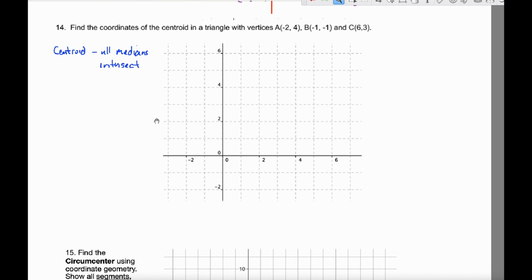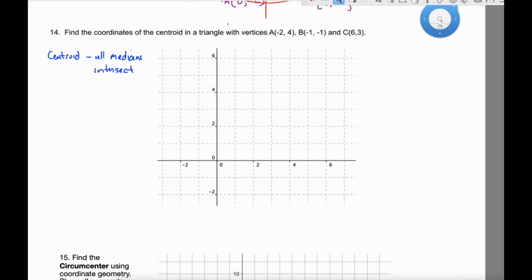So we're going to graph this triangle and then just find all the midpoints, and then half the work is done for us. Let's get a new color. How about plum? So -2, 4 is here. It's A. B is -1, 1. C is 6, 3. 6, 3.